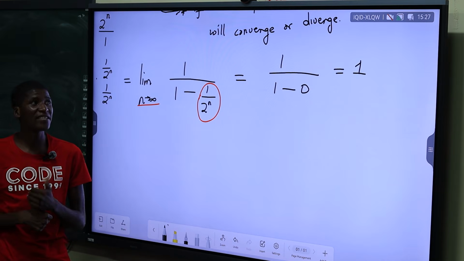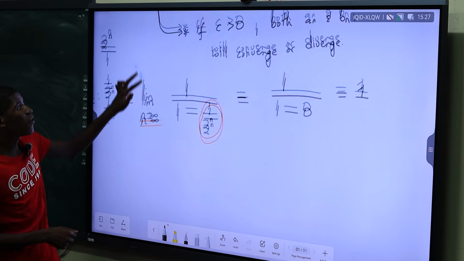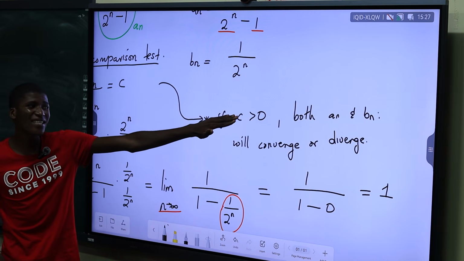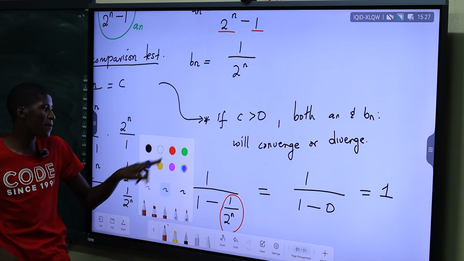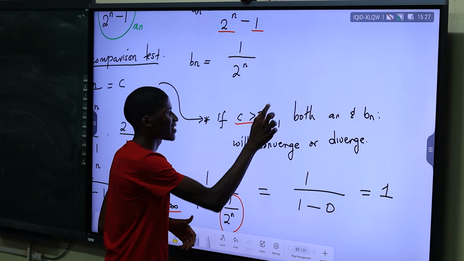And 1 is a positive number. 1 is a number that is greater than 0. So now it says if this condition is met, then both of them can either converge or they can diverge. So this one is met already.